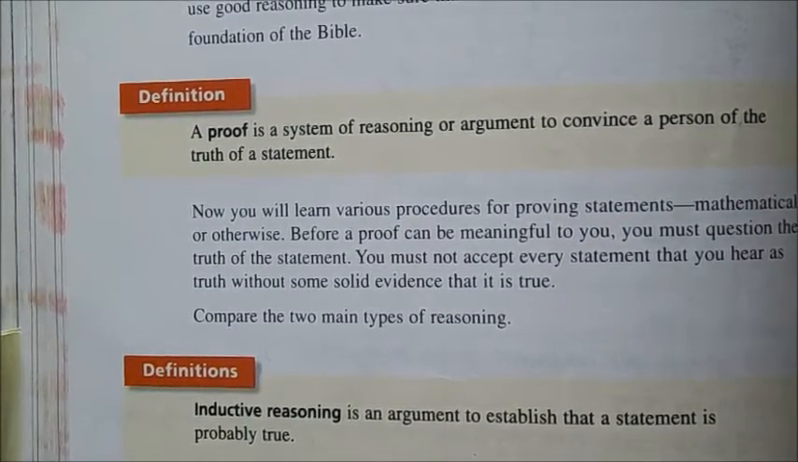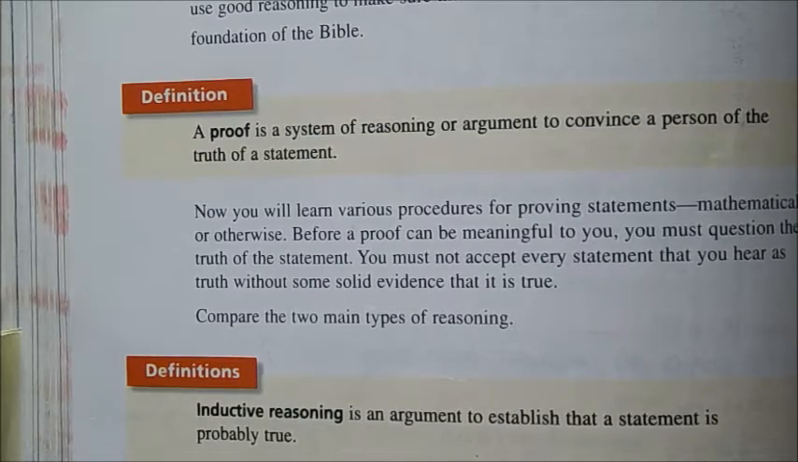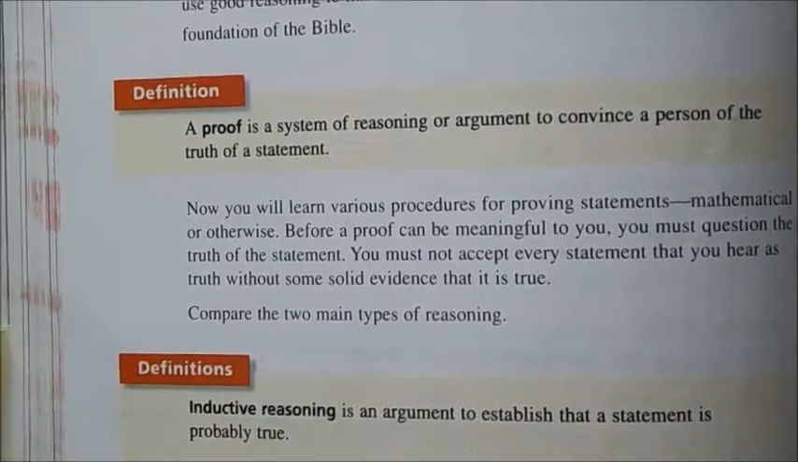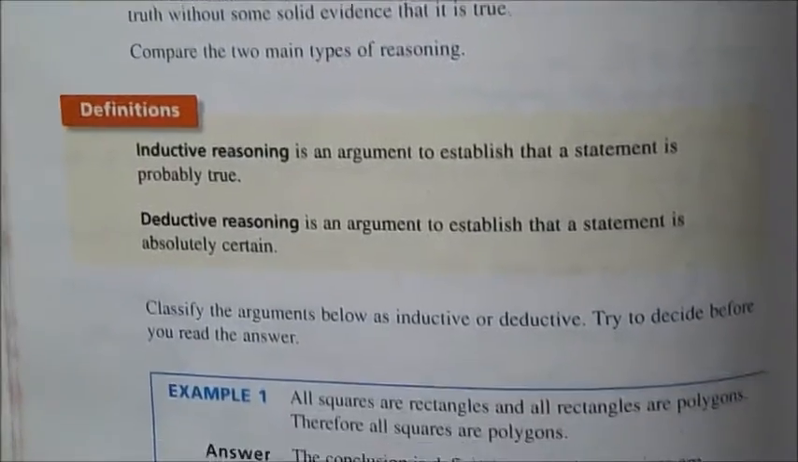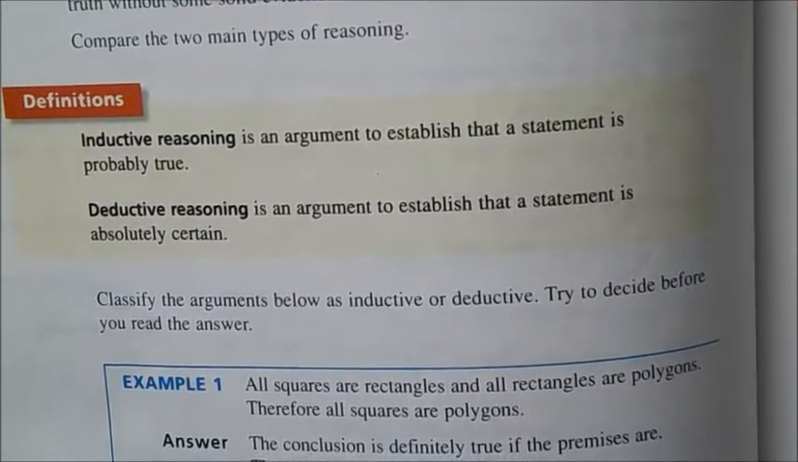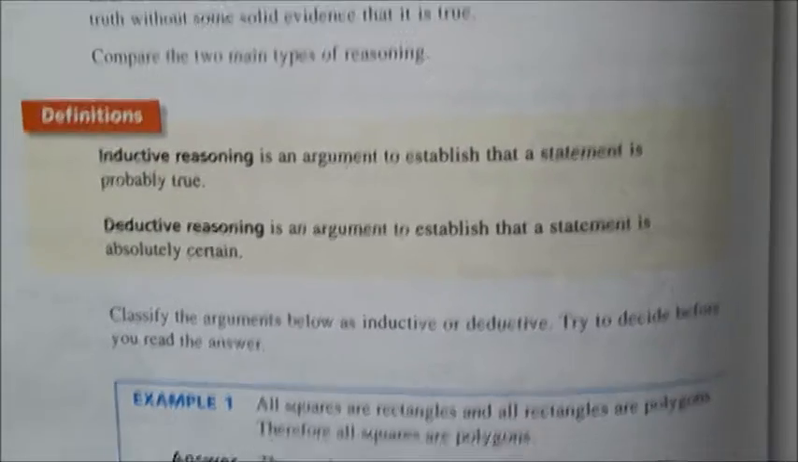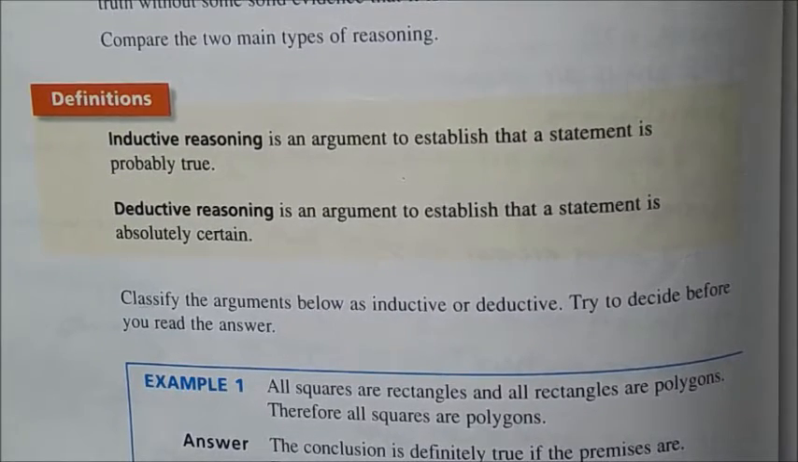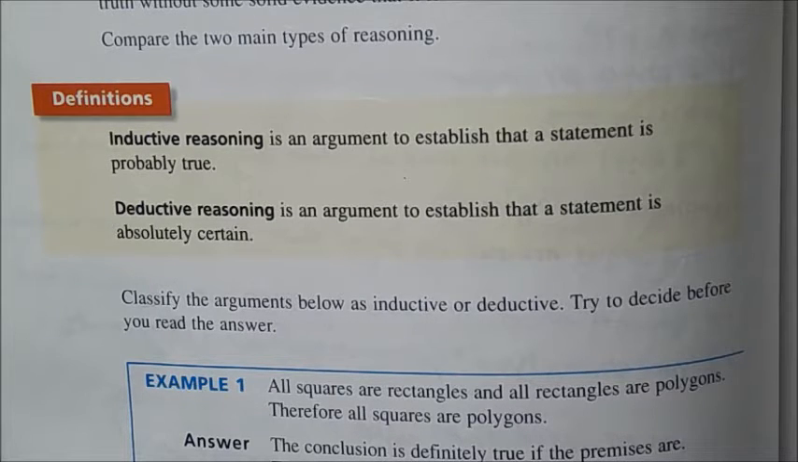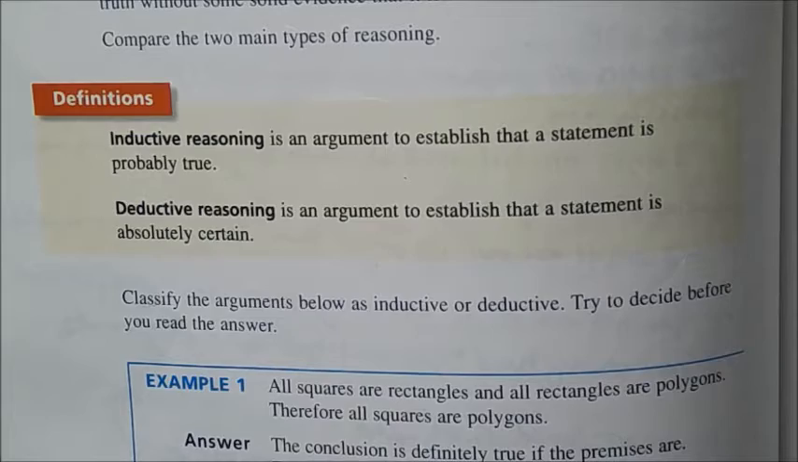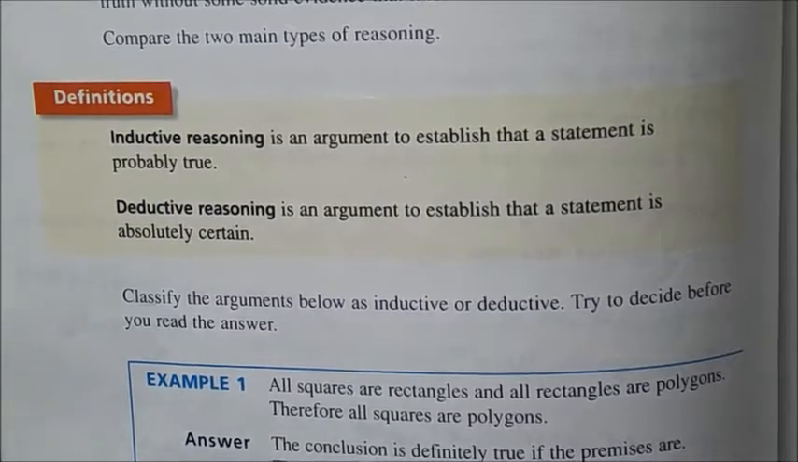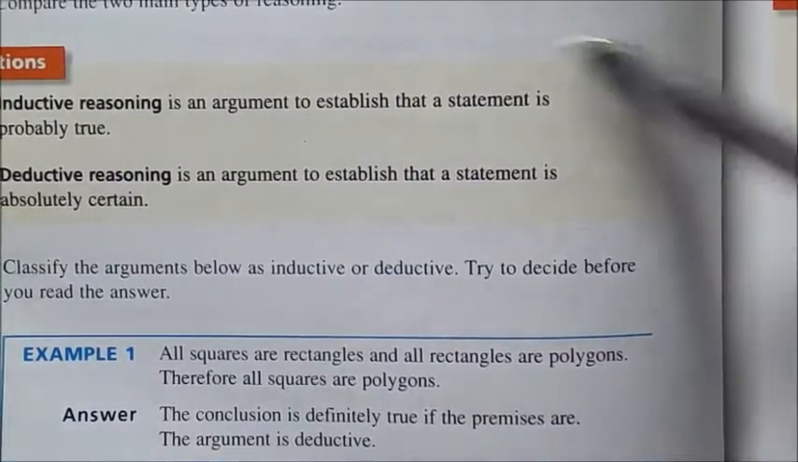So we're going to compare the two main types of reasoning, and that's going to be inductive reasoning and deductive reasoning. So when you're doing inductive, it's defined as an argument to establish that a statement is probably true. It can't be certain, but it's most likely going to be true. I'll give you an example of that pretty soon. And deductive reasoning is an argument to establish that a statement is absolutely certain. So the examples that we're going to look over here are right here.